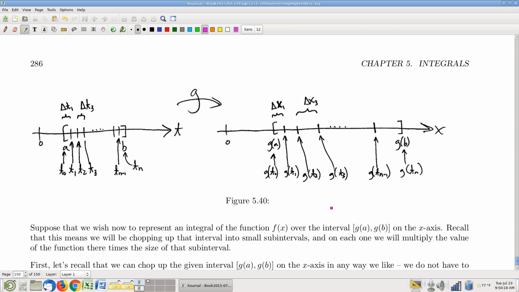Let's look at this interval from A to B over here. Let's chop it up into little pieces, as of course we often do. And now let me point out that each one of those little slice points, I can plug all those points into this function g, and out comes a slicing of this interval on the x-axis. Now it's not going to be an even slicing. It's going to be all kind of irregular.